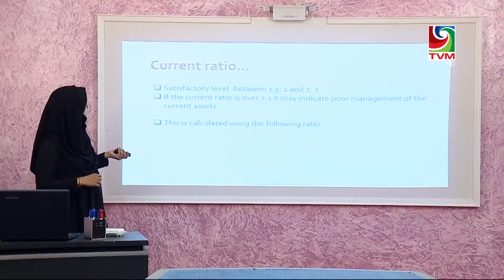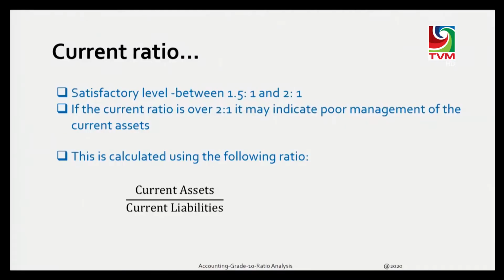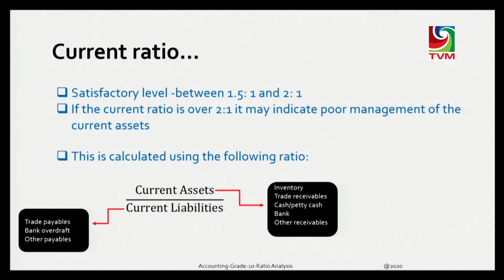The formula to calculate current ratio is current assets over current liabilities. So in order to calculate this ratio, it's very important to know what the current assets and the current liabilities are. So let's see what the current assets are. Mainly there are 5 current assets. They are inventory, trade receivables, cash or petty cash, bank and other receivables. Let's recall what the current liabilities are. They are trade payables, bank overdraft and other payables.